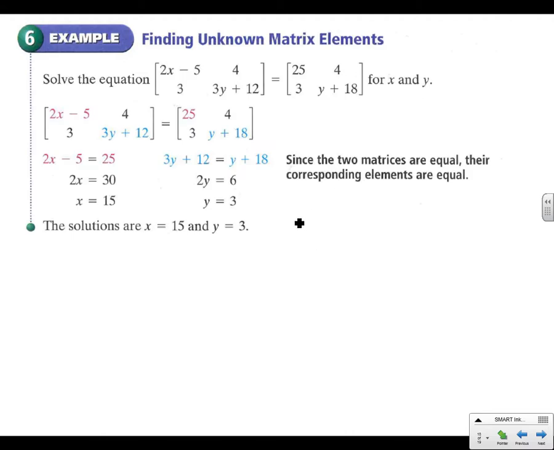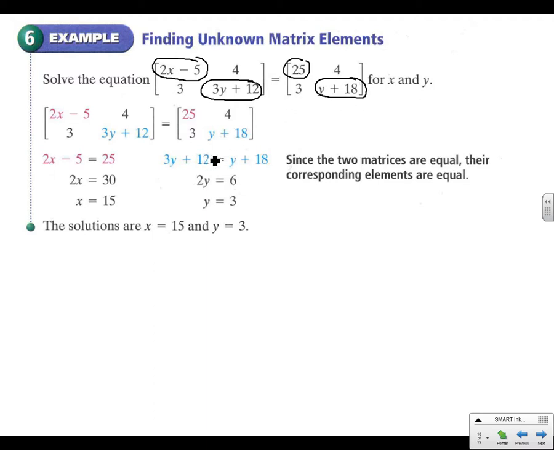All right, number 6. If we want to find unknown parts of a matrix, we're just going to match it up. So I want to find x. I know that 2x minus 5 must correspond with 25. So 2x minus 5 equals 25. And so we can figure out what x is. Same thing here. We're missing a variable here, 3y plus 12. That's going to equal y plus 18.